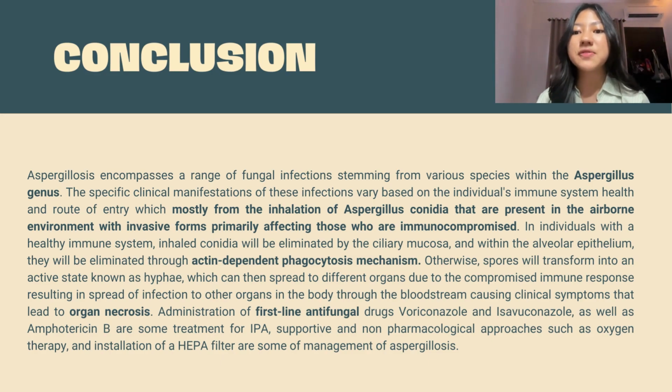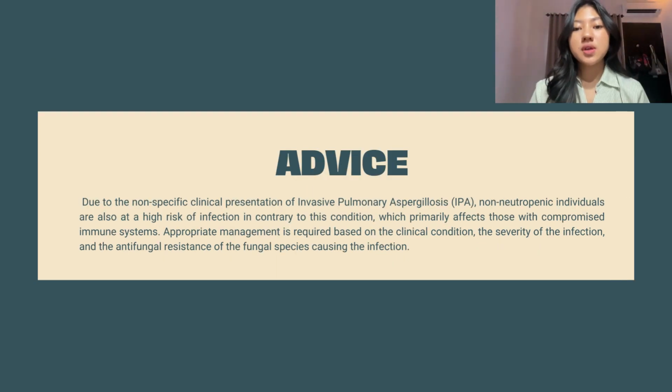Administration of first-line antifungal drugs such as voriconazole and isavuconazole as well as amphotericin B are some of the treatments for invasive pulmonary aspergillosis. Supportive and non-pharmacological approaches such as oxygen therapy and installation of HEPA filters are some of the management of aspergillosis. Due to the non-specific clinical presentations of invasive pulmonary aspergillosis or IPA, non-neutropenic individuals are also at a high risk of these infections, in contrast to neutropenia, which primarily affects those with a compromised immune system.